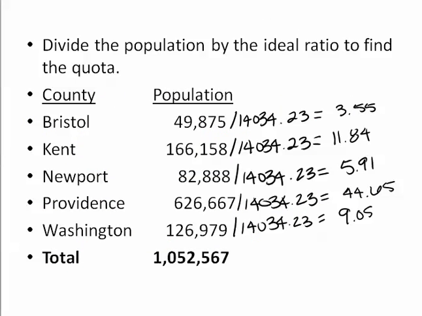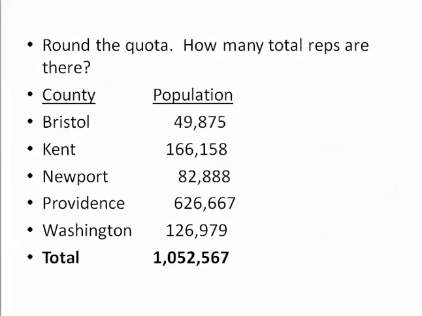We're going to start out the same way, so I'm not going to recalculate this. Remember, we found the ideal ratio by taking the total population of Rhode Island, dividing by 75. That meant that the ideal ratio was 14,034.23. I divided each county's population by that to find the quota. Here we're going to do it a little bit differently. Now, in the Webster, we're going to round the quota. So again, that means we have to look at our answers and decide if we should raise them up or if we should round them down.